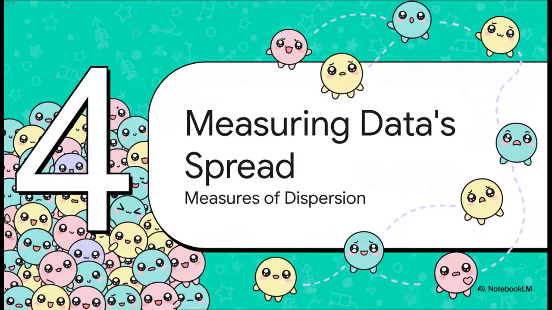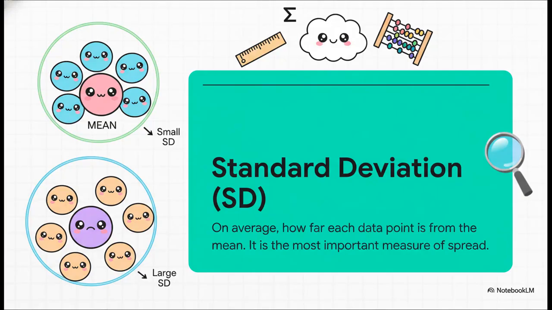All right, finding the center is a huge step, but it's only half the story. I mean, knowing the average is one thing, but to really get the picture, you need to know how spread out everything is. Are all your data points huddled together, or are they scattered all over the map? And for that job, our number one tool is the standard deviation, or SD for short. All it is really is a single number that tells you, on average, how far each data point is from the center, from the mean.